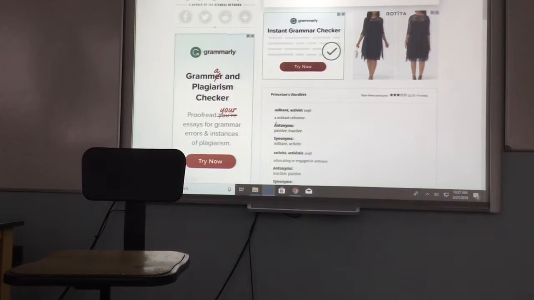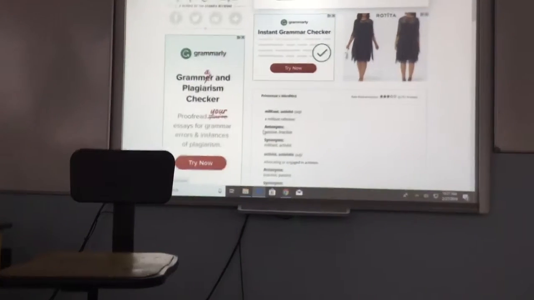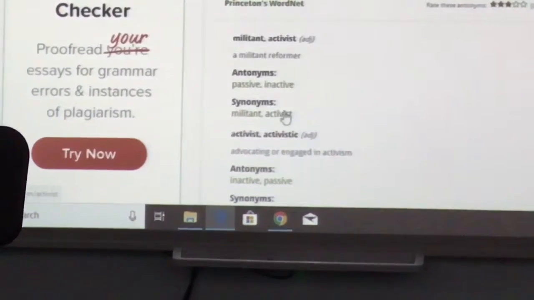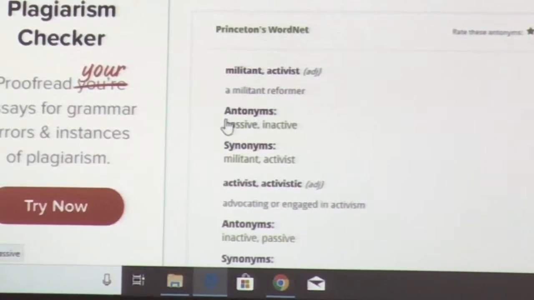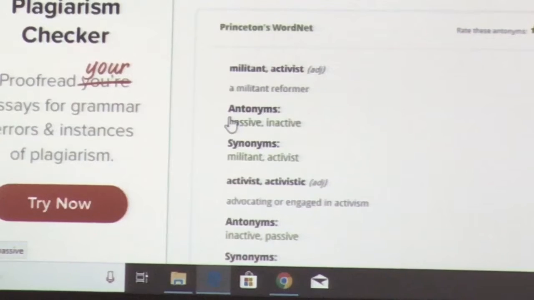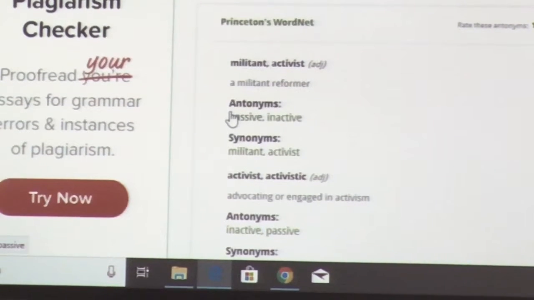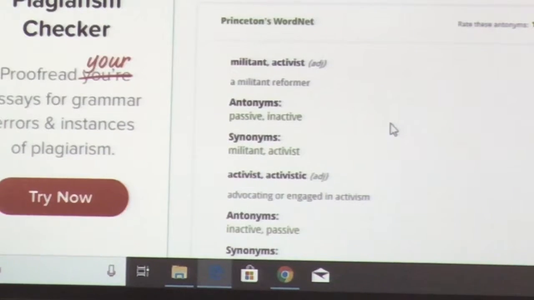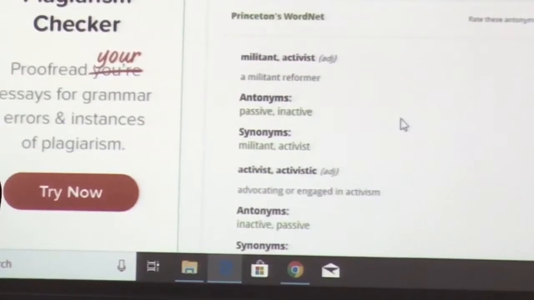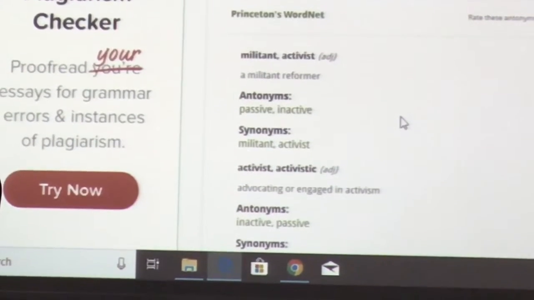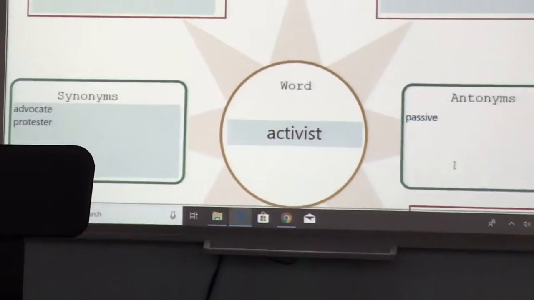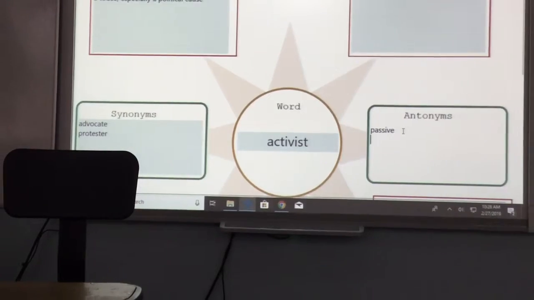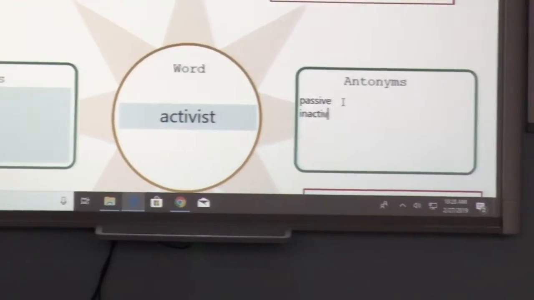Here we go. You see where it says antonyms here, guys? Right here, it says passive and it says inactive. So again, I know that passive is the opposite of taking action. It's just sitting back. And inactive means not to be active. And so I'm going to put that in as another antonym, inactive.